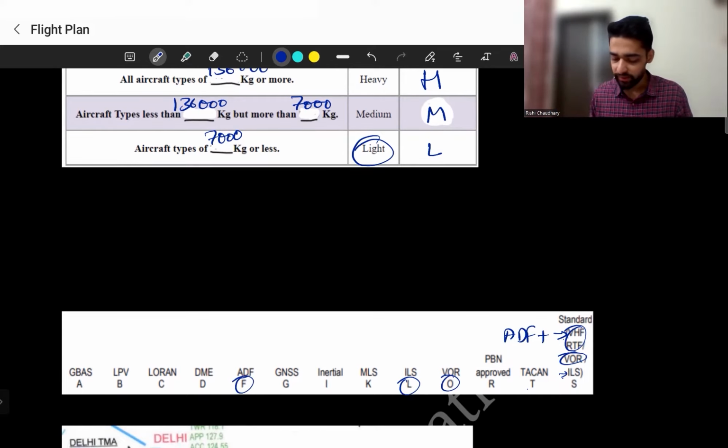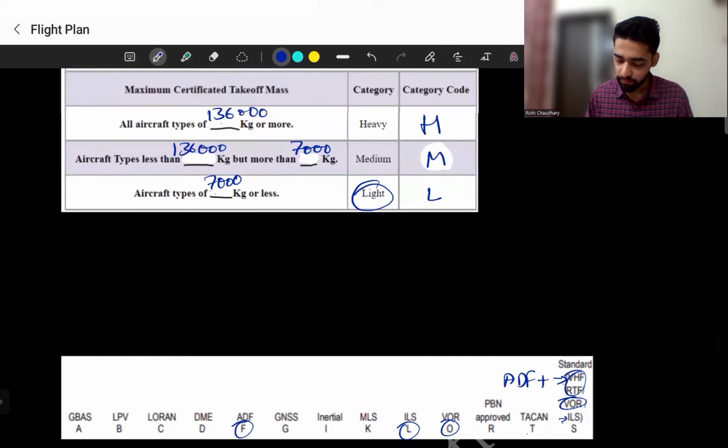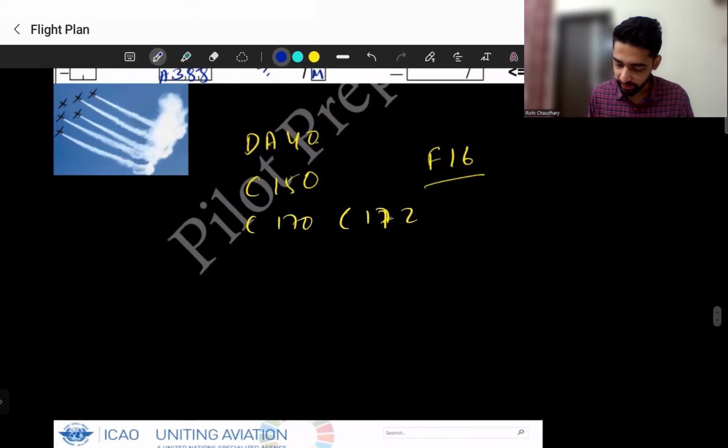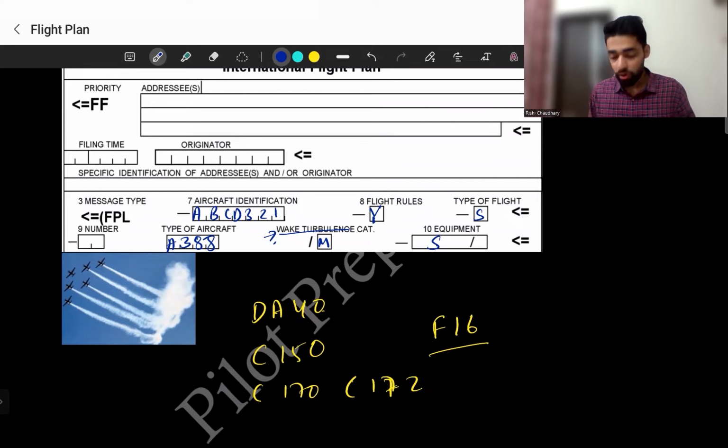So if all the things are present, what will you write here? You will write S. If all the things are not present, then you will write N. And if some things are present, but those are not the things which you require, then you will write Z, Zulu. So usually you will write S, because almost every time you will find all the equipment to be present.